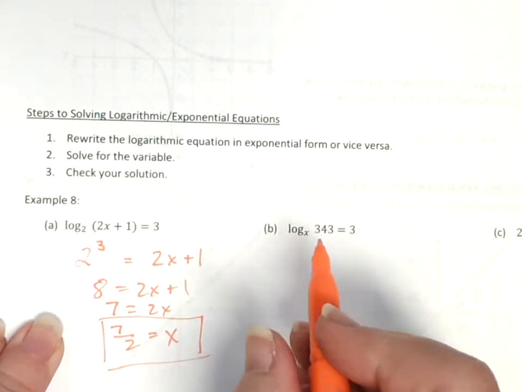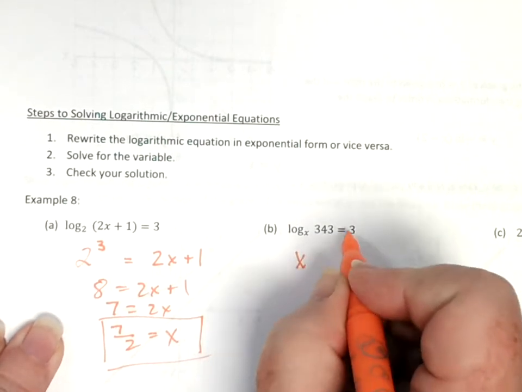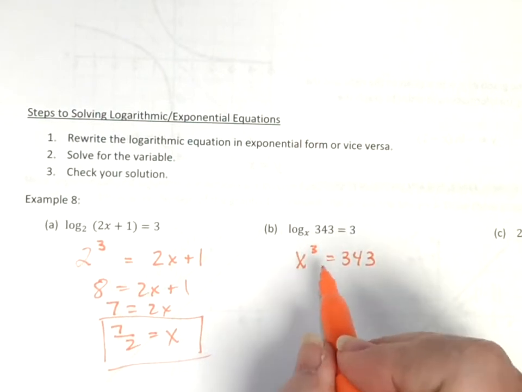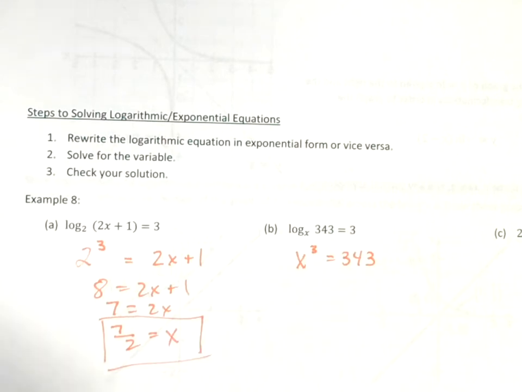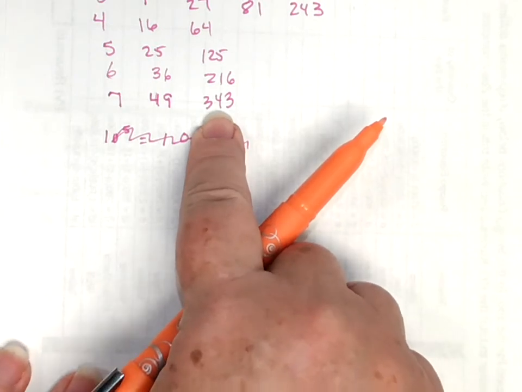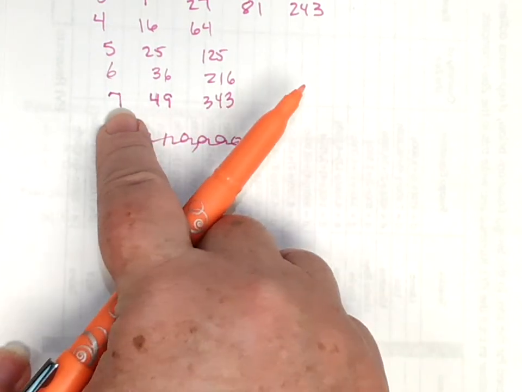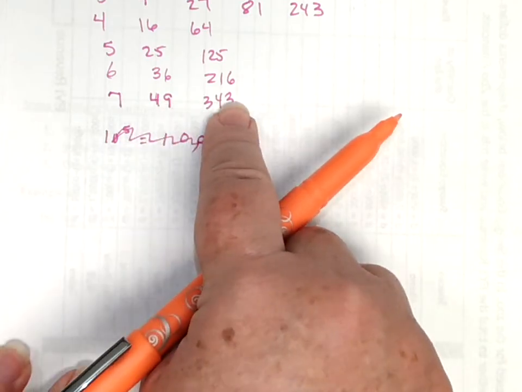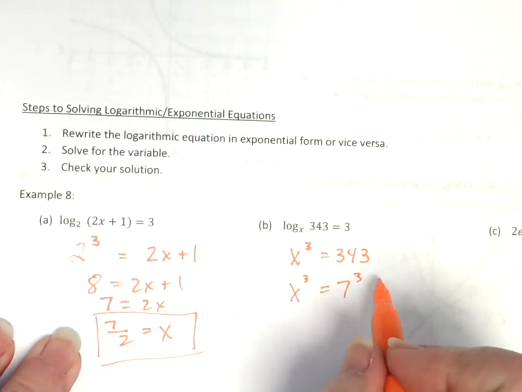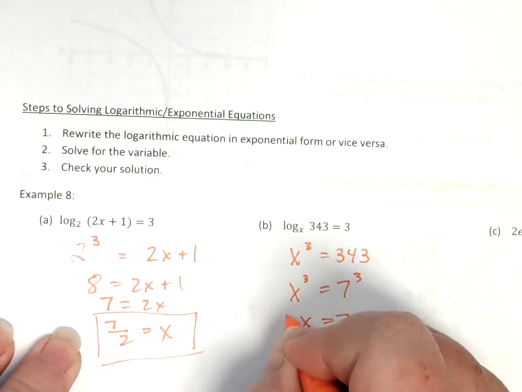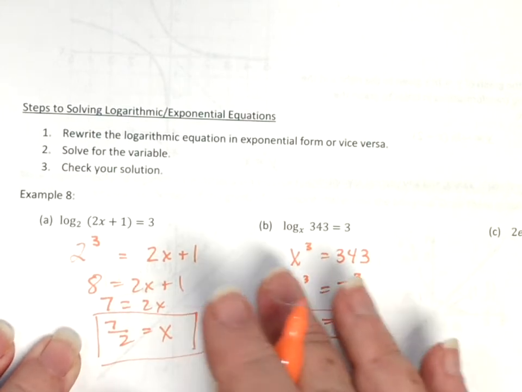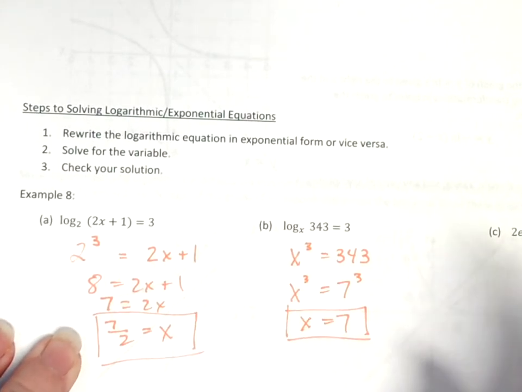Let's take a look at this one. We've got x is the base, exponent of 3 equals 343. So I'm going to look at my table, where do I find the number 343? Well, the number 343 is in the third column from 7. So 7 to the first, 7 to the second, 7 to the third. So x to the third equals 7 to the third. If the exponents match, then x must be 7. Much easier to solve.